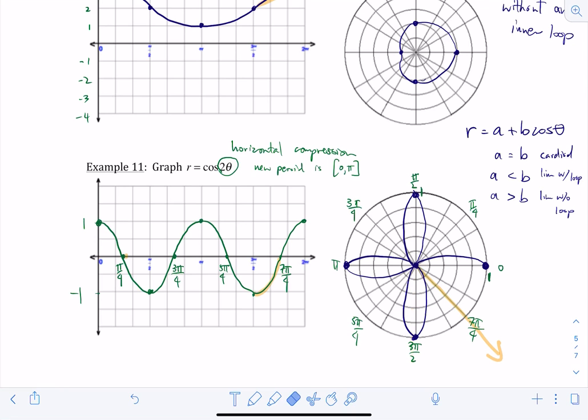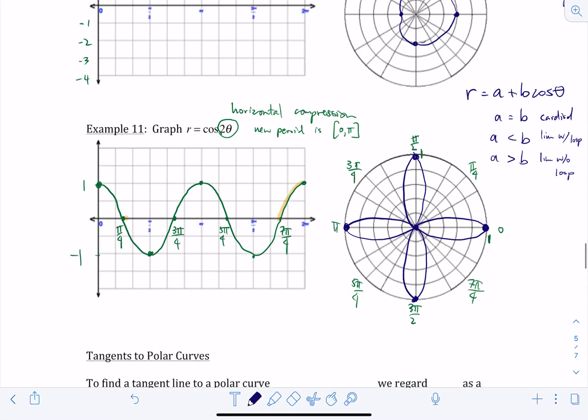You can probably imagine what happens at the end. What happens at the end is this part, and that's going to go from 7 pi over 4 to 2 pi, and we get this guy coming here like this. Okay. So this graph is what we call a 4-leaf rose.